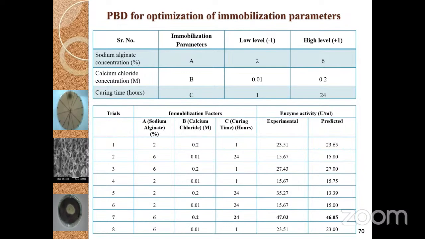After selecting sodium alginate as a carrier for the immobilization, we have optimized the different conditions for the immobilization also. The Plackett-Burman design was used for the statistical optimization. The factors we have chosen for this are the sodium alginate concentration, calcium chloride concentration, and the curing time. Amongst the 8 different trials, the 7th trial shows 46.05 units per ml predicted enzyme activity, while the experimental enzyme activity we got was 47.03 units per ml, which is close to the predicted enzyme activity.